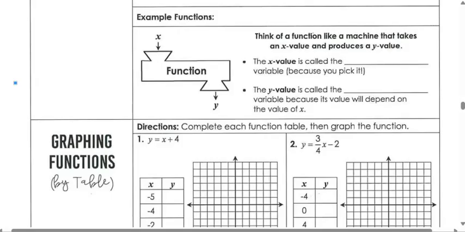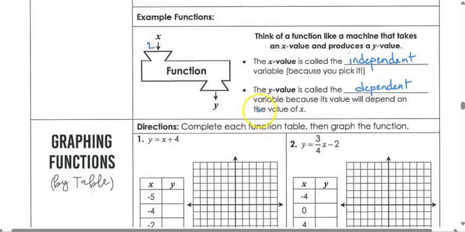So we put values in, those are x values. The x value is called the independent variable because we are picking. So I can tell it, let's put in 2. It goes through the rule and it comes out with a y value, so we call that the dependent variable.